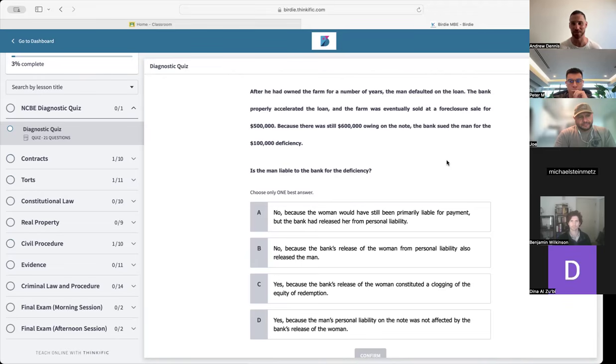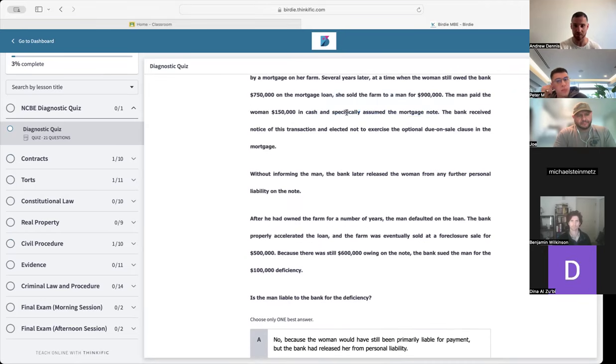So I don't want to say I don't know what that answer means, but it's just not the answer to this question. What the answer to this question would be, yeah, the man was personally liable, and the release of the woman had nothing to do with him because he specifically assumed the mortgage note.